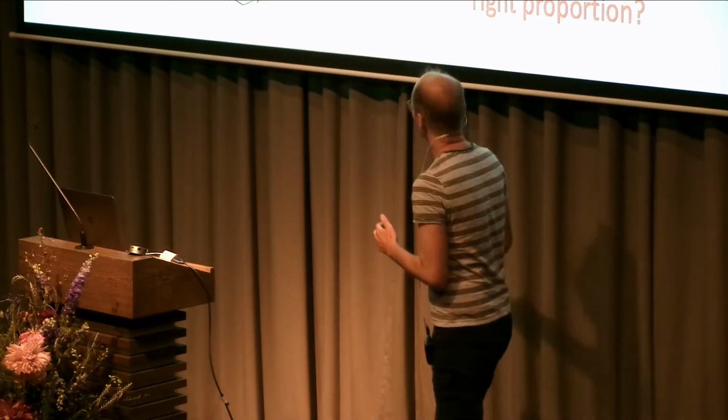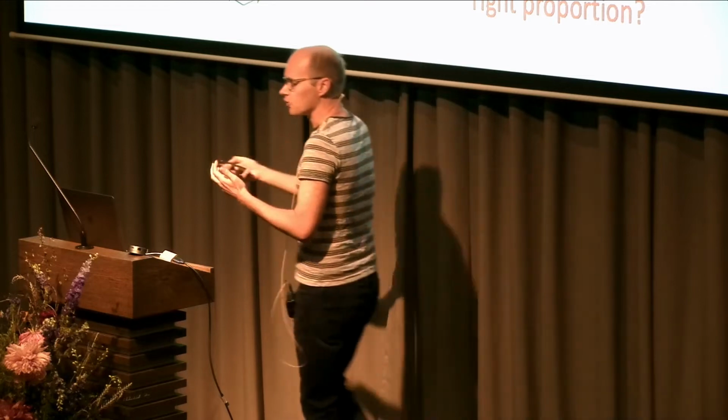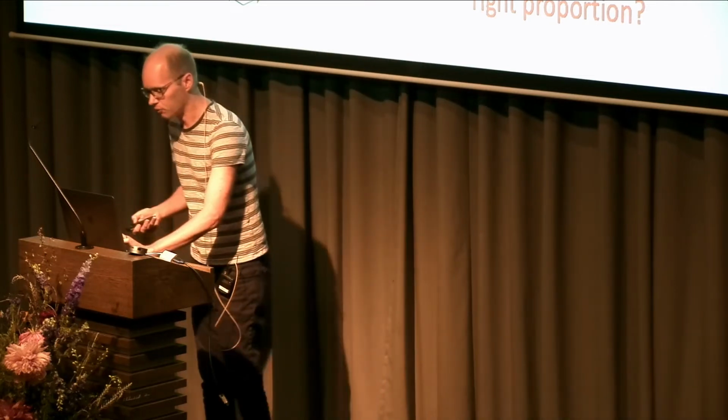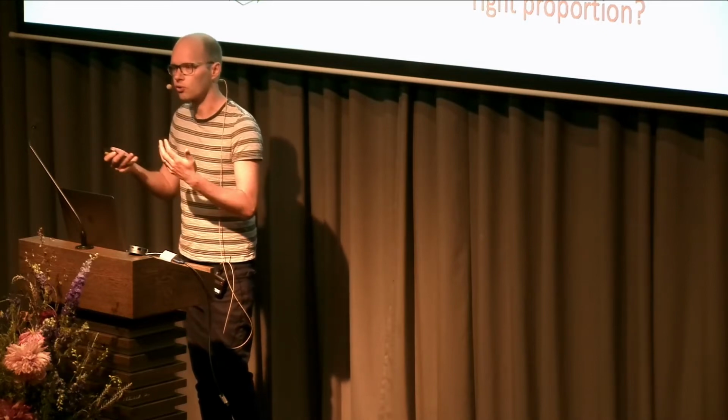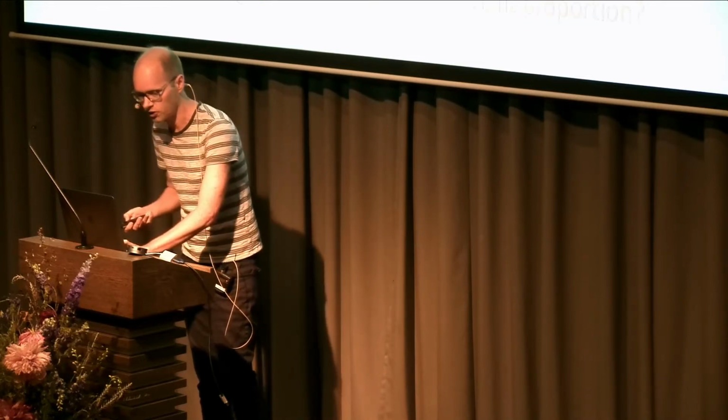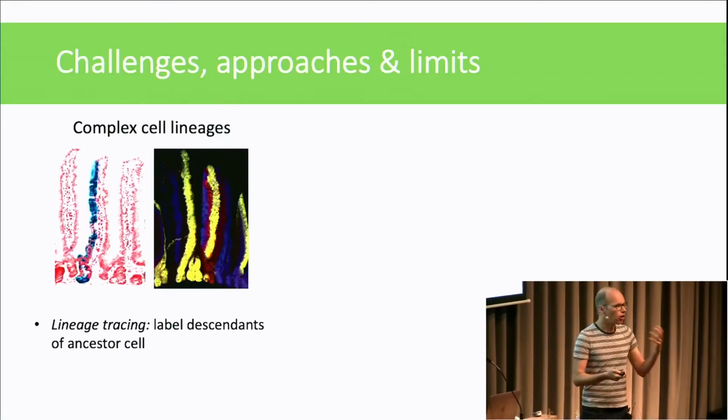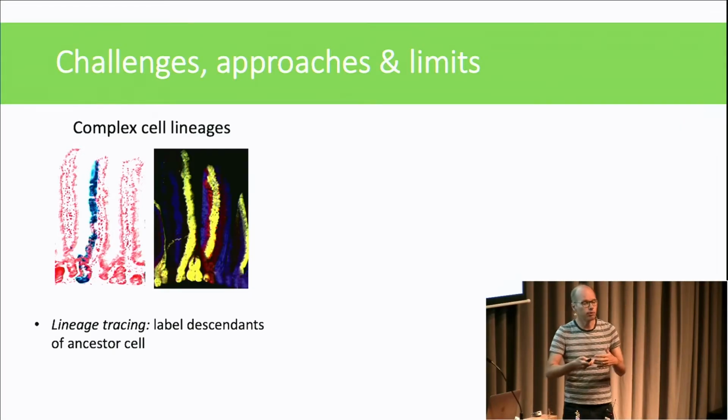Yes, so if you are interested in this specific question, there are certain technical challenges that you have to surmount. And so what sort of approaches do people now use? What is the current state of the art if you want to address this question? So one challenge is that these cell lineages, how you go from stem cell to differentiated cell, are actually really complex, much more complex than the lineages that I showed you for C.